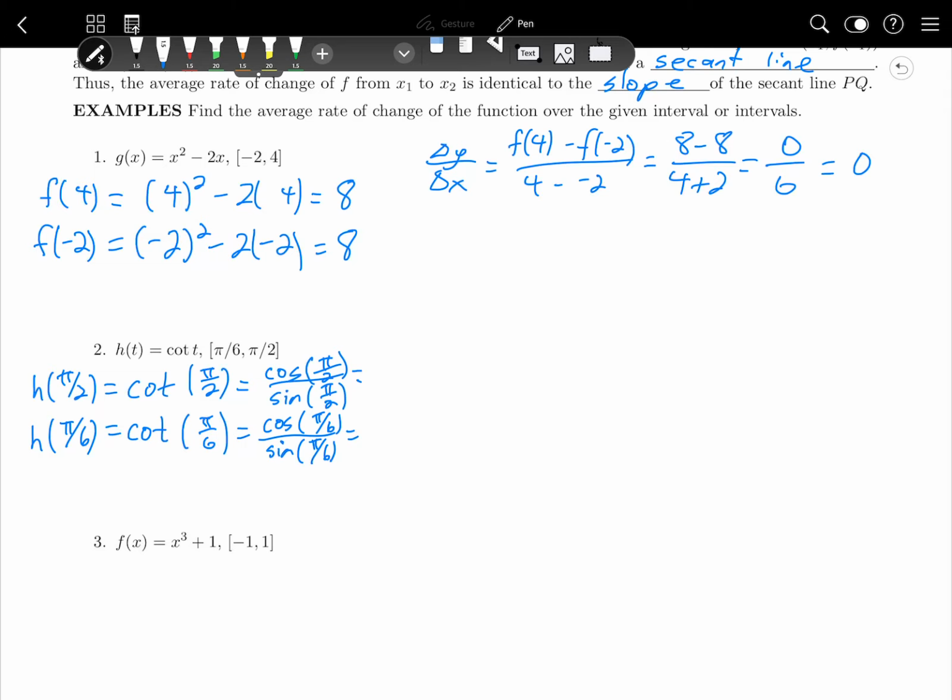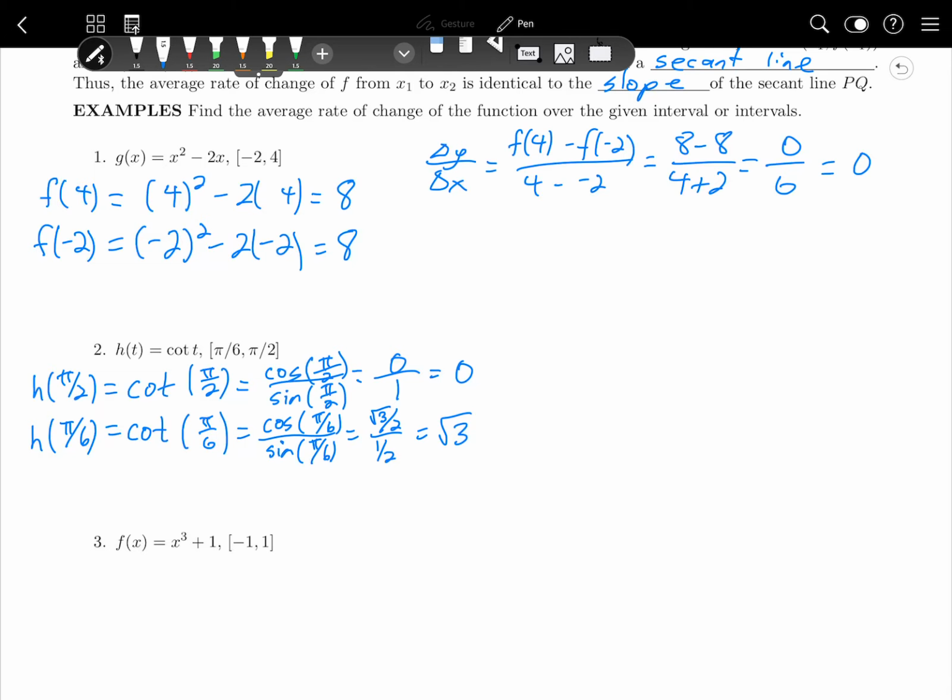So the cosine of pi over 2 is 0. Sine of pi over 2 is 1. Cosine of pi over 6 is root 3 over 2. Sine of pi over 6 is 1/2. And so we get 0 and root 3. Okay. And now we can do the same thing we did above, right? We can plug this into the formula.